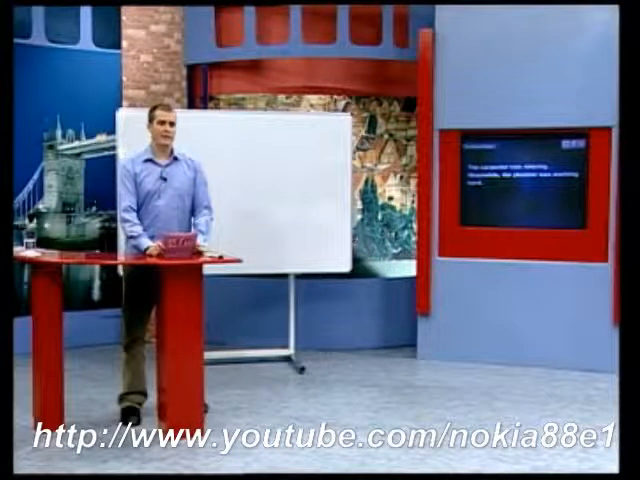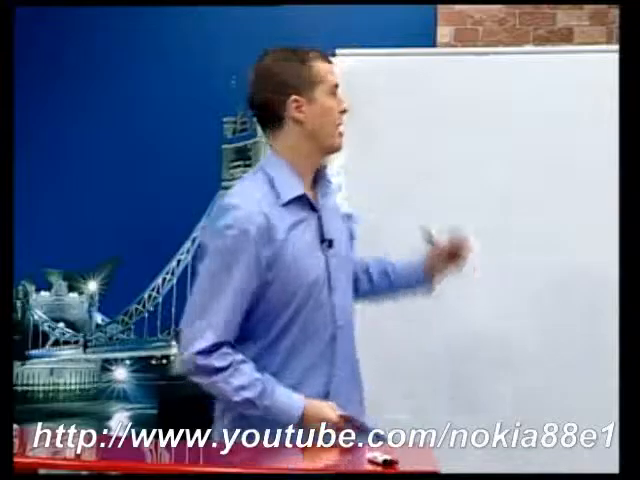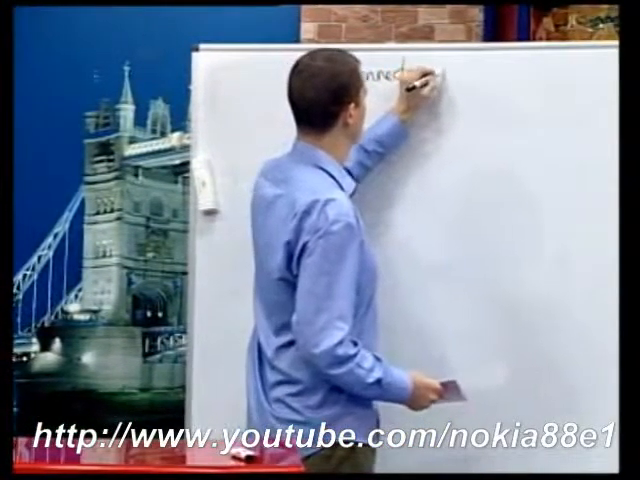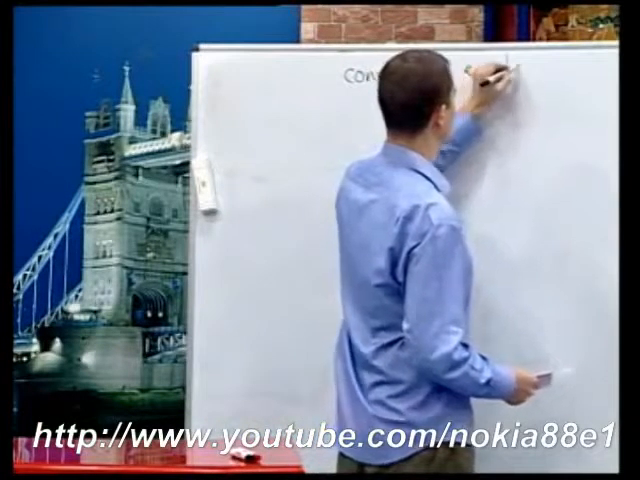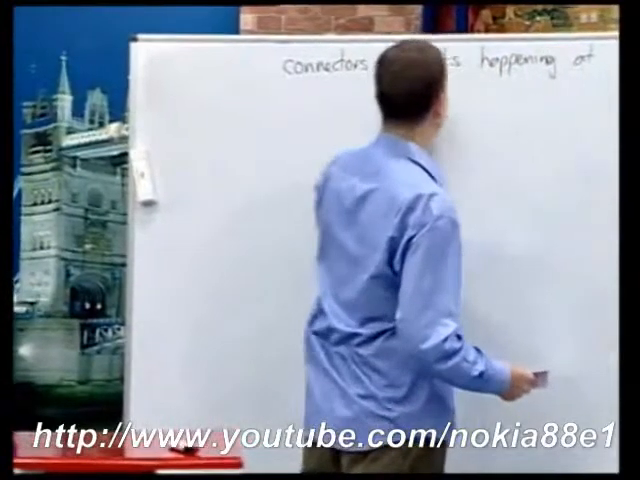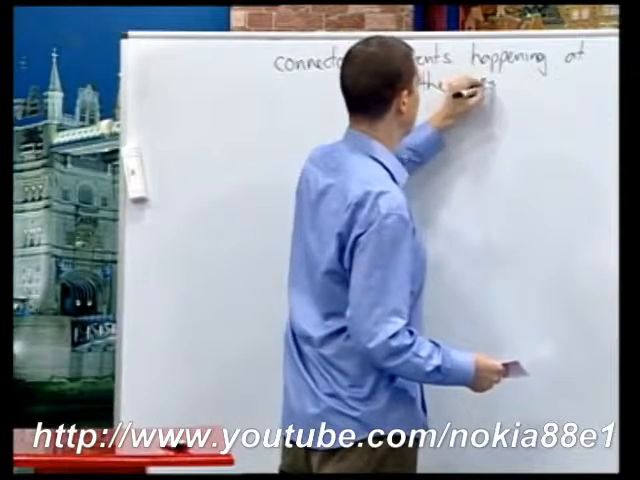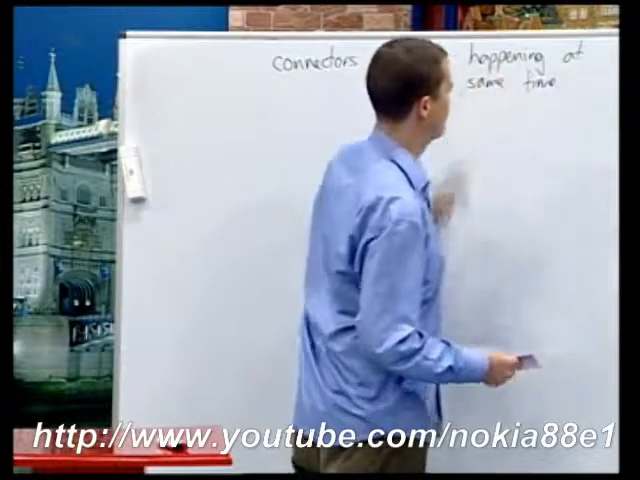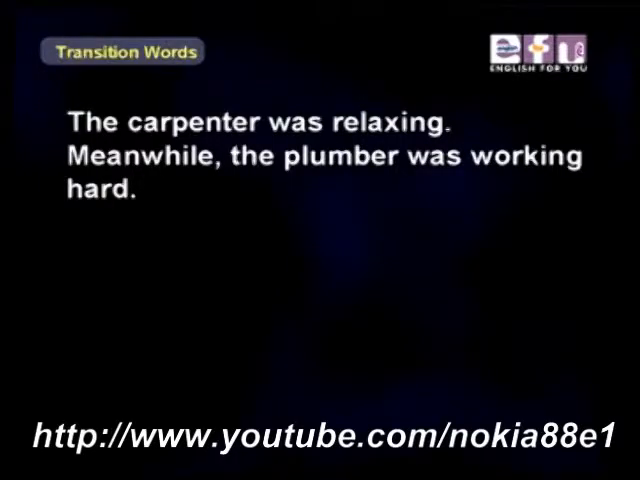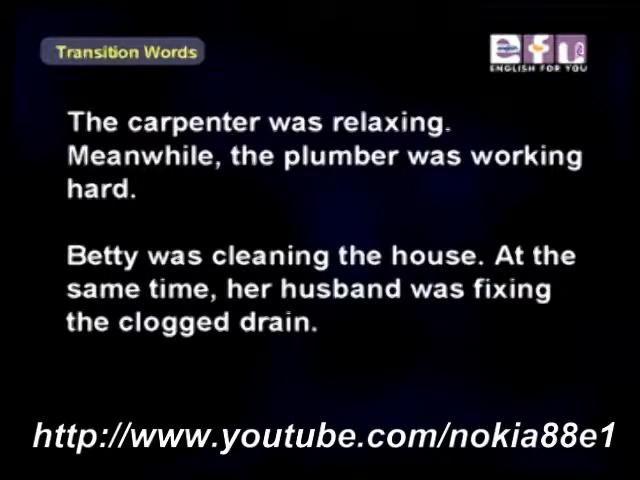Right, well now let's look at connectors for events happening at the same time. Here are some examples for you. The carpenter was relaxing, meanwhile the plumber was working hard. Betty was cleaning the house. At the same time, her husband was fixing the clogged drain.